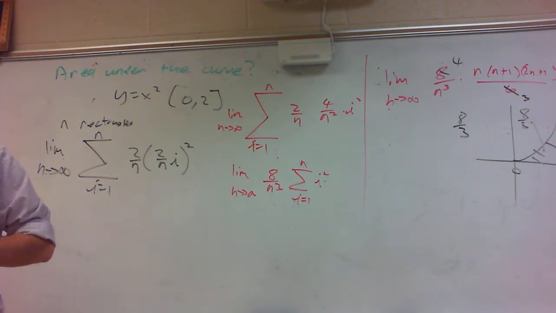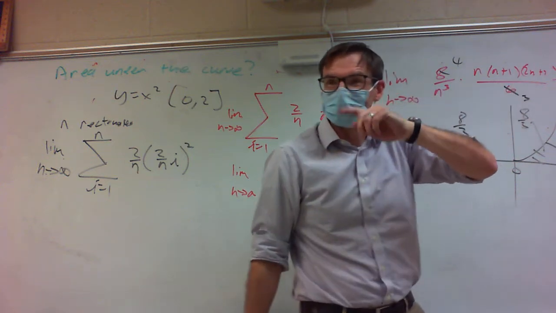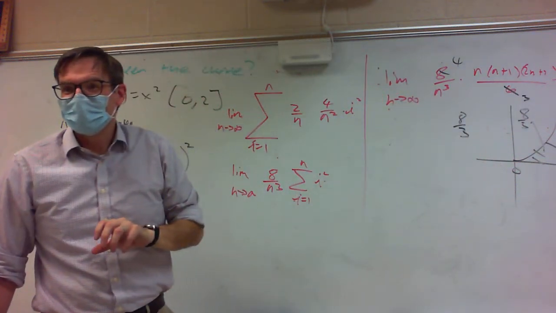Why is it 4 over 3? There's a 2 here. Oh, yeah. Right? Which is kind of neat.